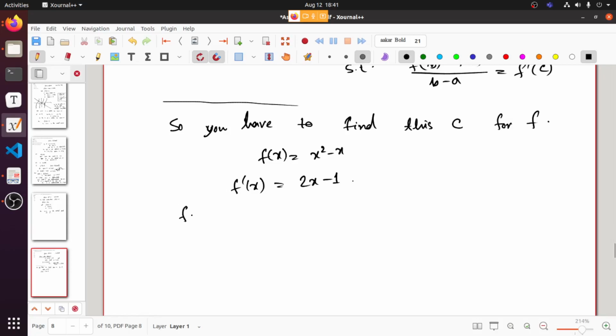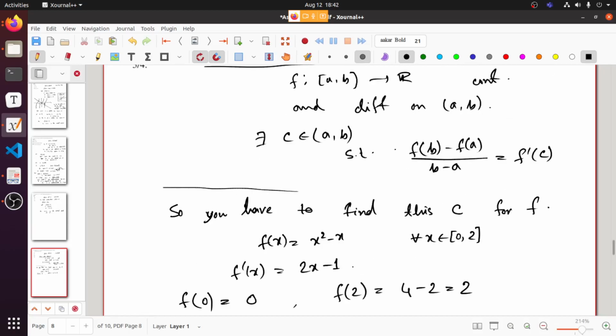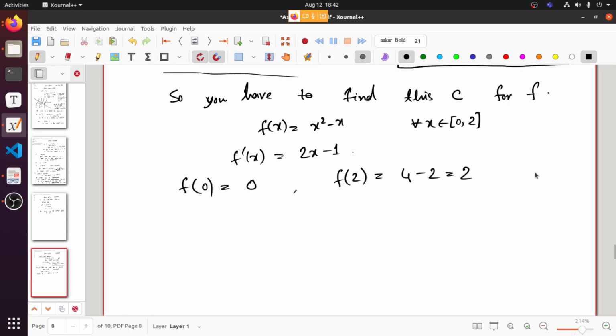And now, this function is defined for all x in [0, 2], right? So now compute f of 0. What will be f of 0? If you put it in, it is 0. f of 2, what is the value at the point f of 2? So it is 4 minus 2, which means 2. So now use this one. Now put it here. What you have to find is this C, right?